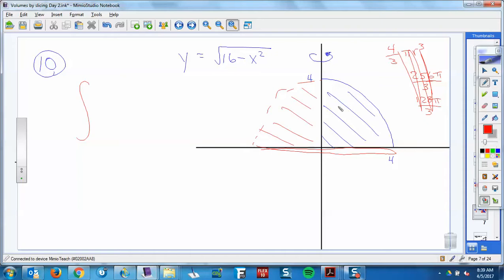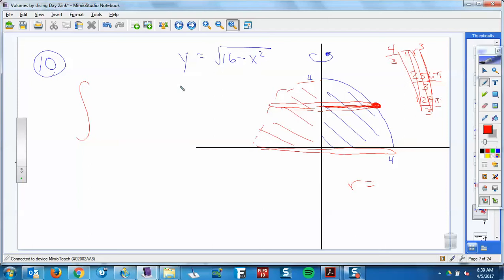So we're going to revolve around the y-axis, so our strip is going to be here. Our slices are going to be this way, in that direction. So our strip is the radius of our slice. So our radius is, what's this x-coordinate right here? You can just interchange those?